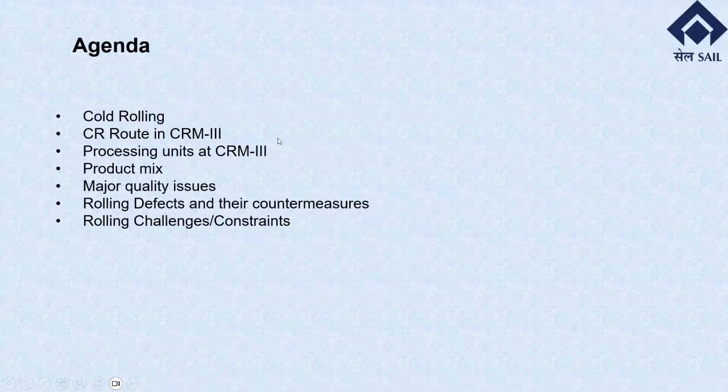The agenda of my presentation will be: I will be talking about basics of cold rolling and the CR route in CRM3, different processing units which we have at CRM3, our product mix, major quality issues which we face, some of the rolling defects and the countermeasures we take to overcome them, and some of the rolling challenges and constraints which we have at CRM3 in different sections.